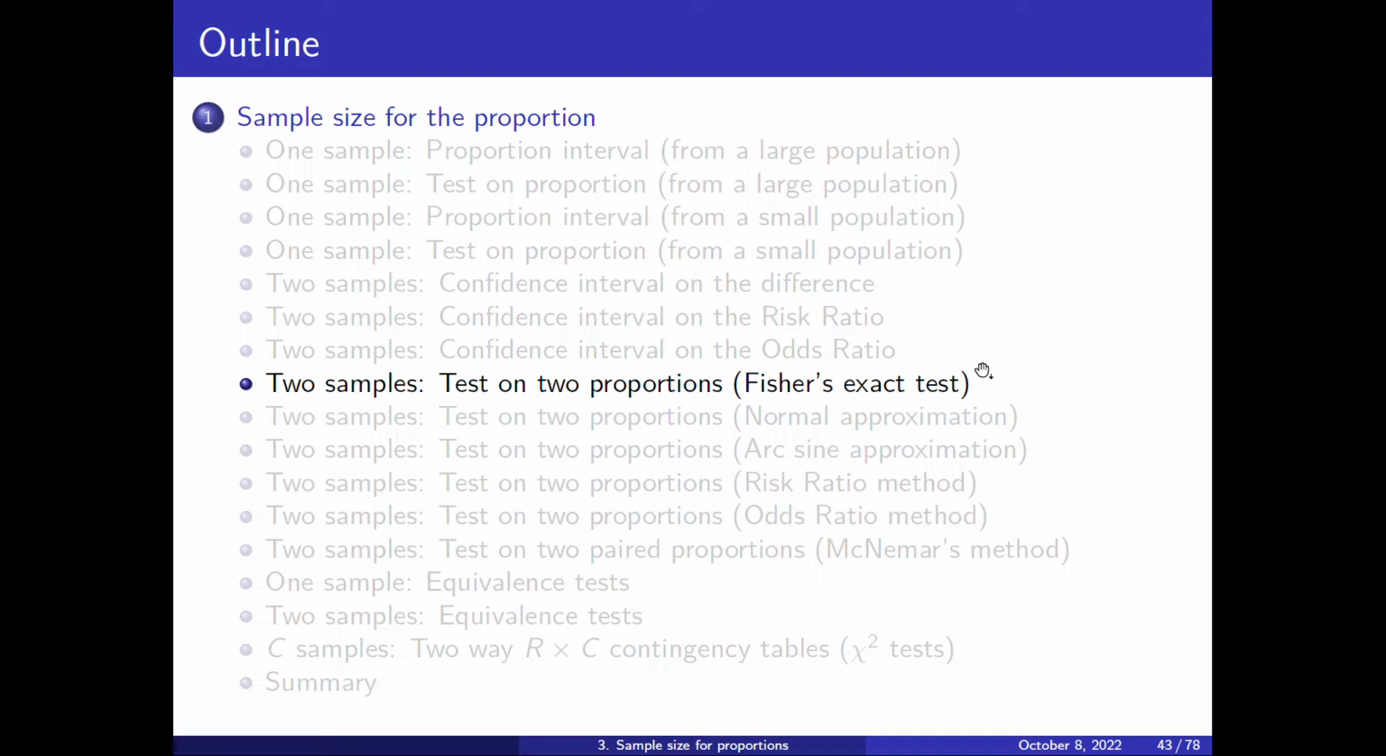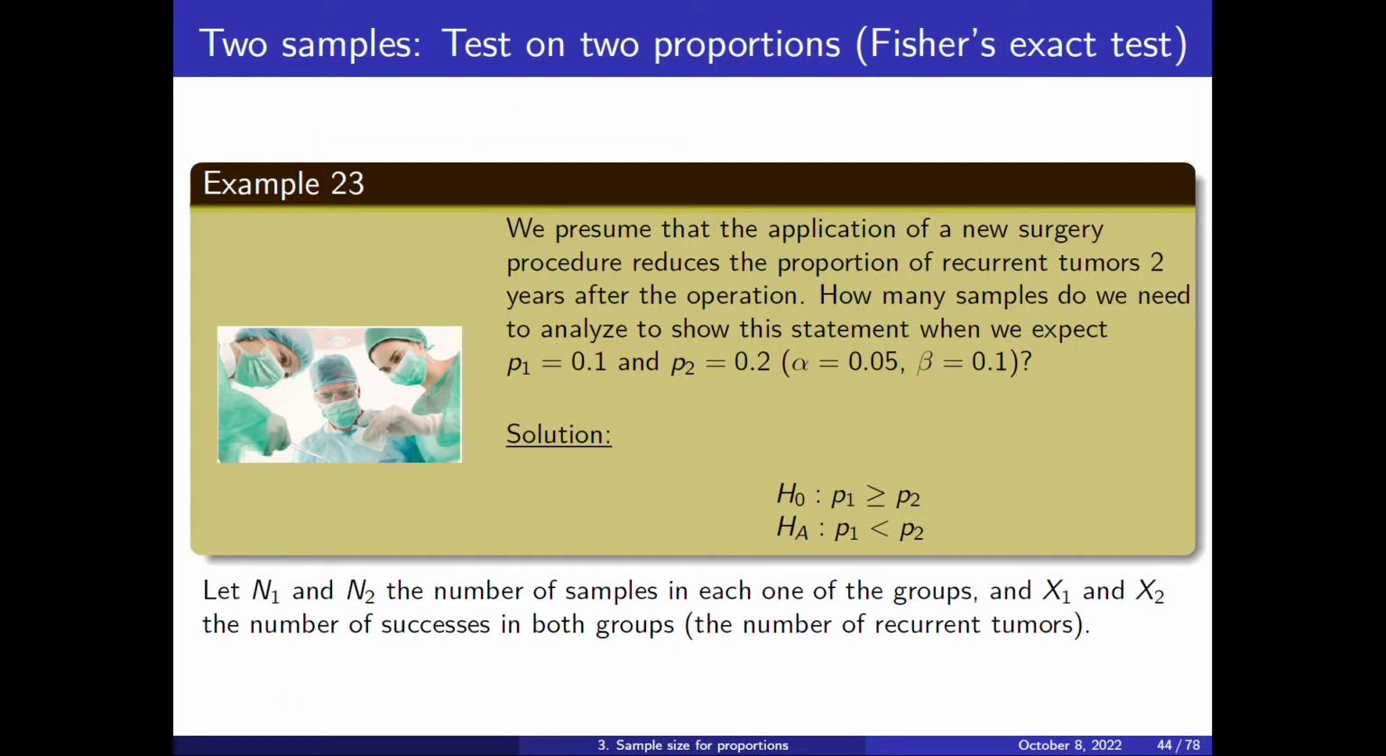So in this video, what we will learn is how to compute the sample size for proportions when we want to do a test on two proportions. We will start with the Fisher's exact test, and we will see that the calculations are pretty complicated, and then we will move on to some approximations, or when we want to show that the risk ratio or the odds ratio are different in both groups. Okay, so let's start with the Fisher's exact test.